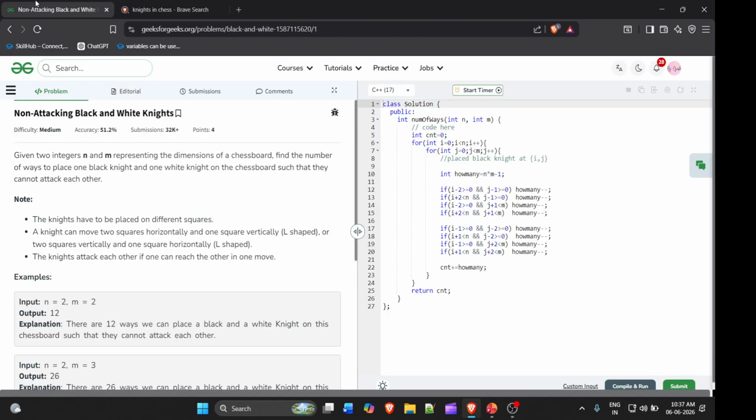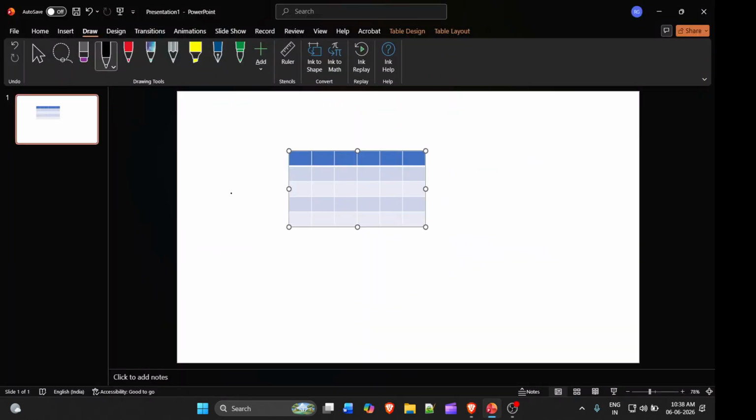The problem states that we are given an n by n size 2-dimensional chessboard and we need to find the number of ways to place one black knight and one white knight on the chessboard such that they can't attack each other. So if we place a black knight here, in which places can I place a white knight?